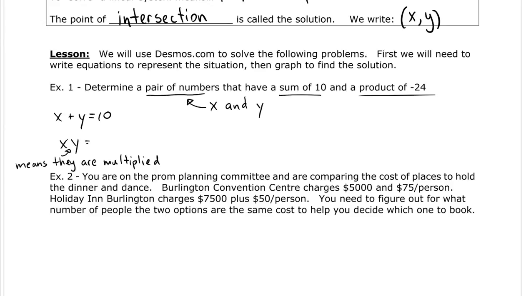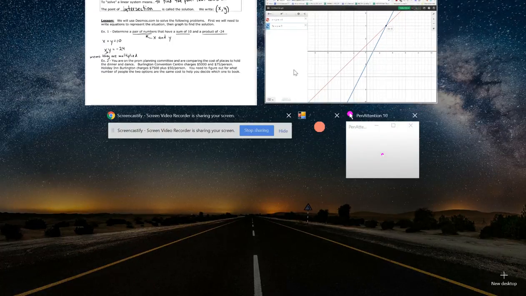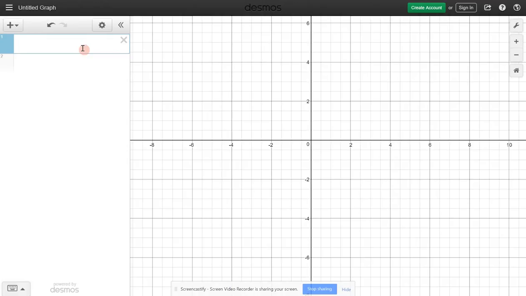Okay, and so x times y is equal to negative 24. So what two numbers, x and y, will give me those two possibilities? So I need to write, here are two equations, and I need to put these two equations into Desmos. Let's go back to Desmos. Here we go. Let's erase those two old lines, put the new ones in there.